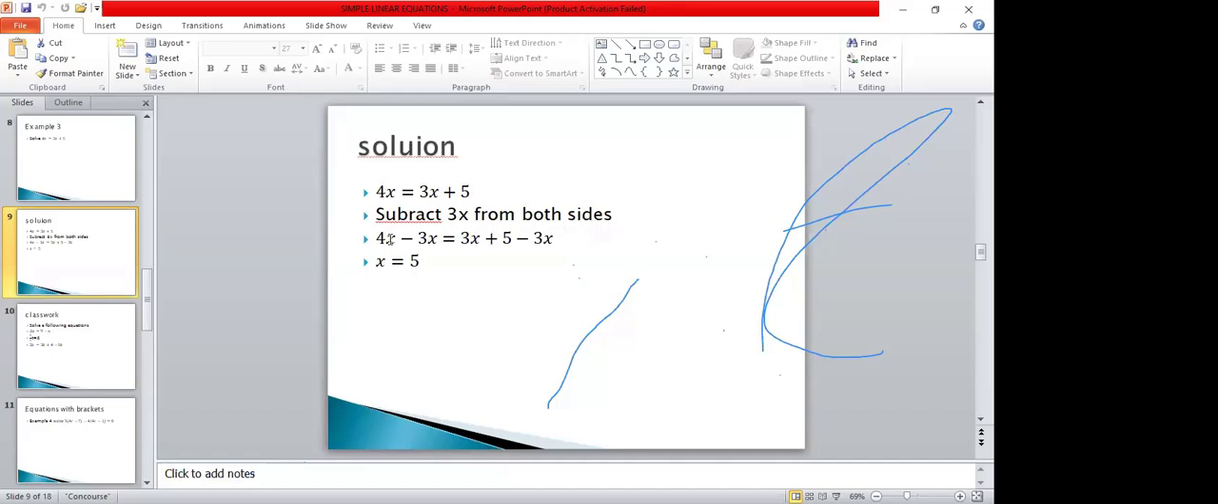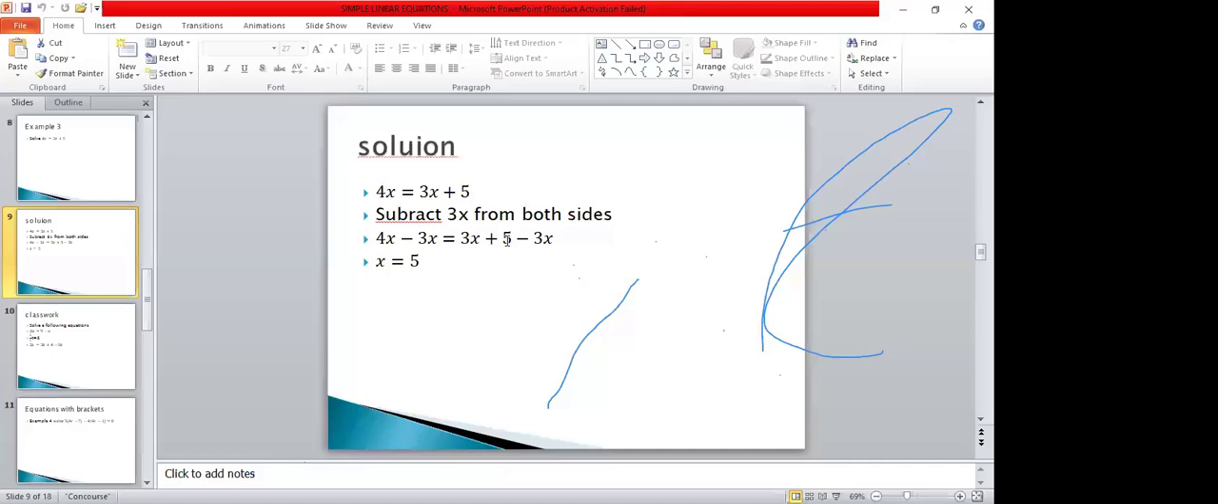Now look at it. This is the expression: 4x minus 3x equals 3x plus 5, then minus 3x. So 4x minus 3x will give you x, because 4 minus 3 is 1. So that's 1x, but we don't say 1x, we say x.